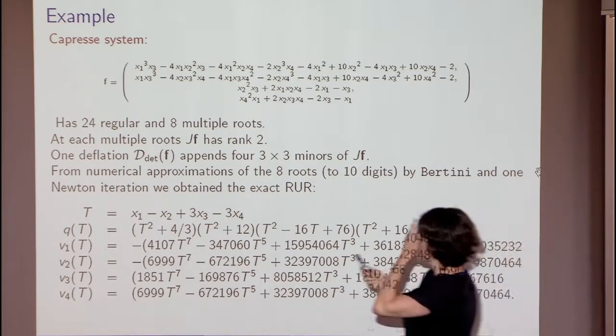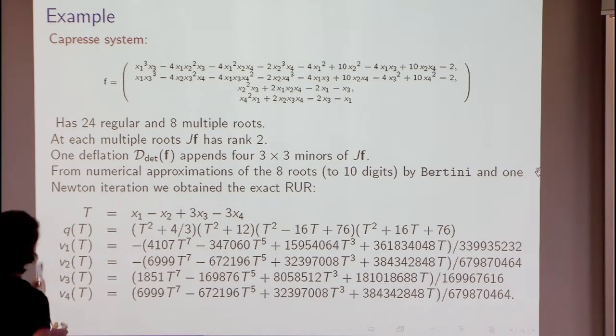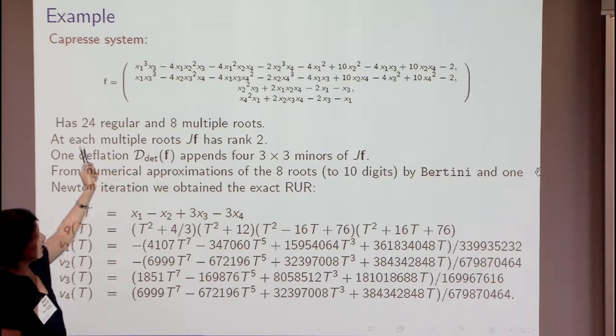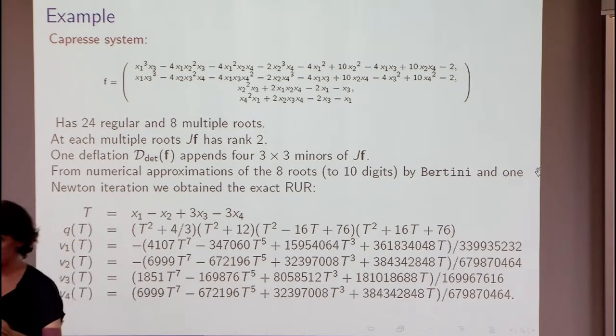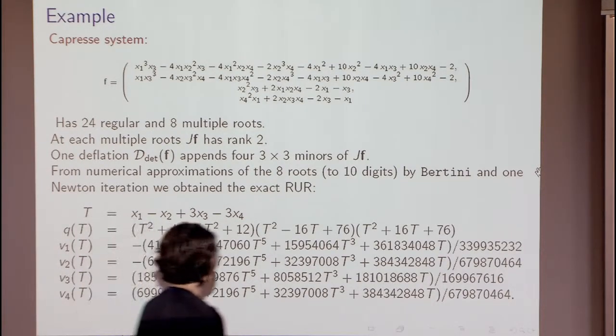This system has 24 simple roots and 8 multiple roots, and each multiple root has a Jacobian with rank 2. So the deflation appends four 3x3 subdeterminants, and then we get an overdetermined system that now has the 8 roots, and then we can compute this rational univariate representation, which certifies them.